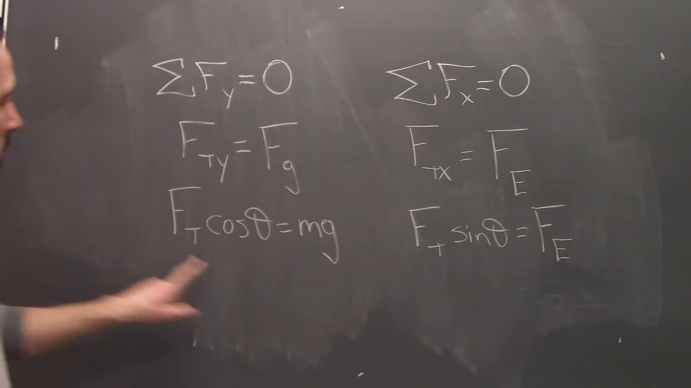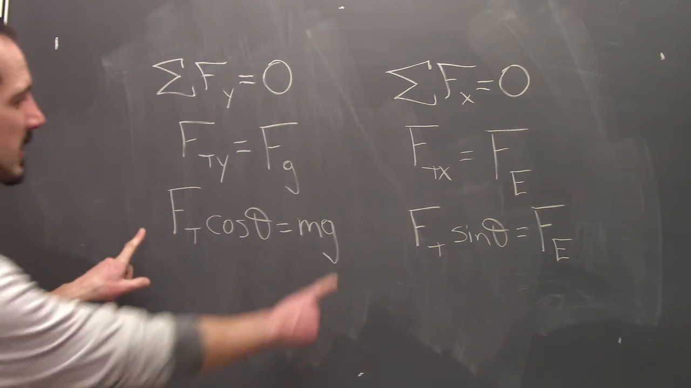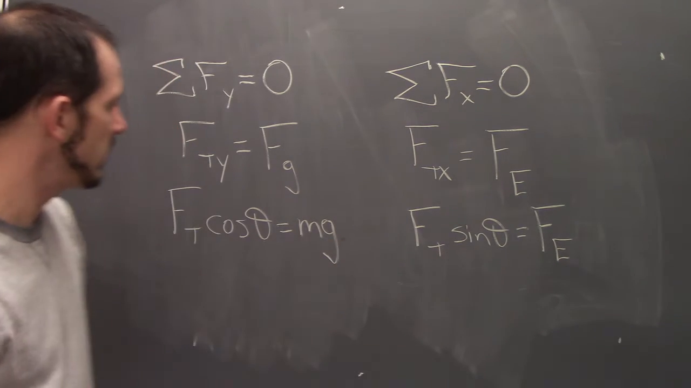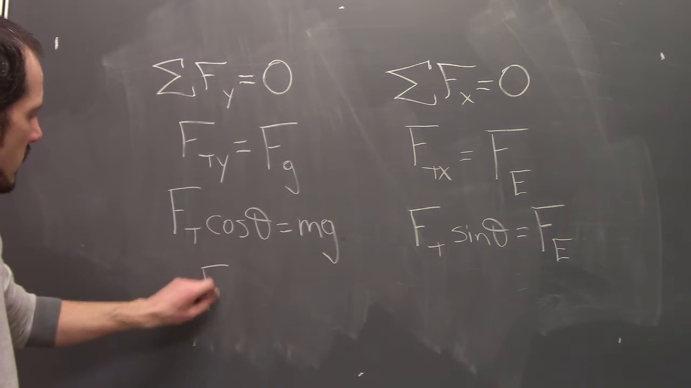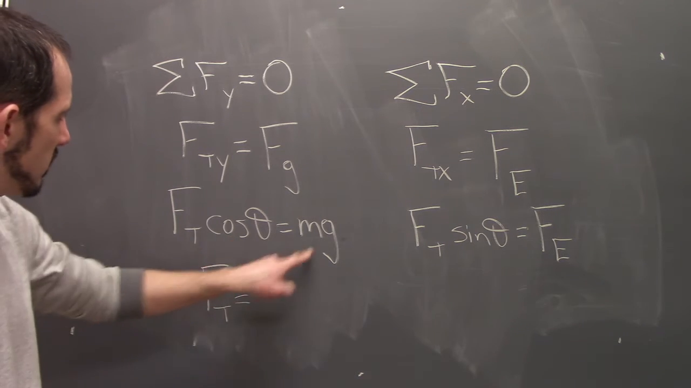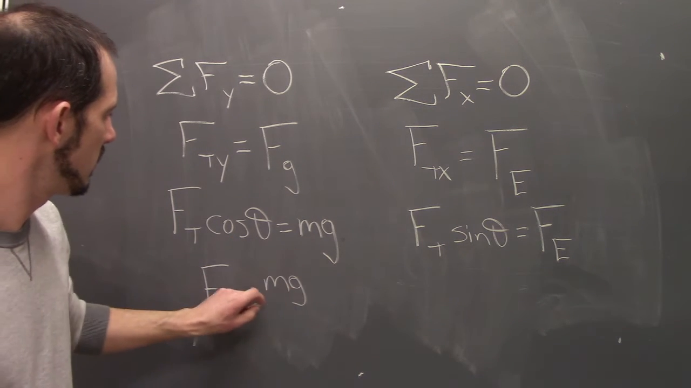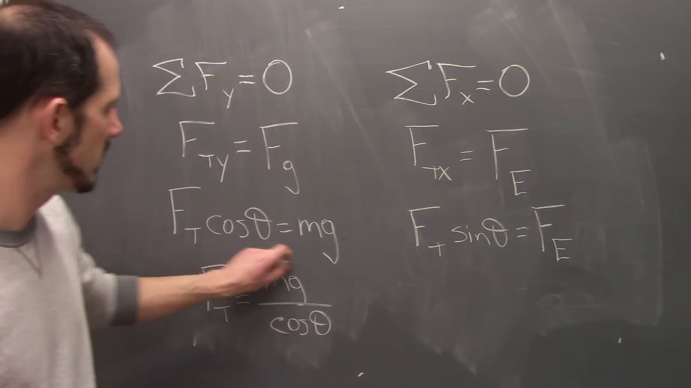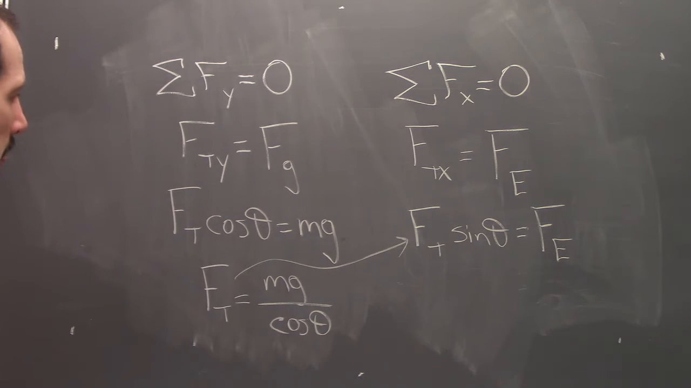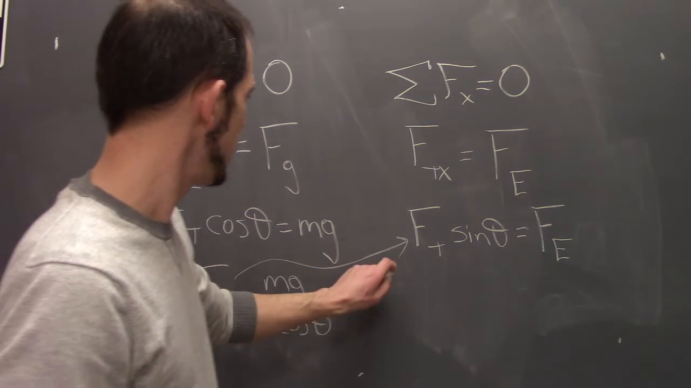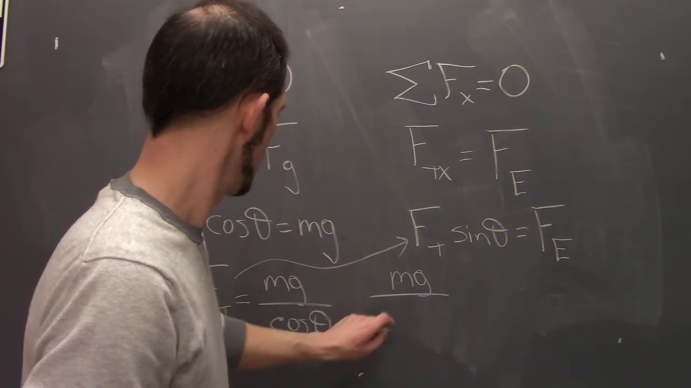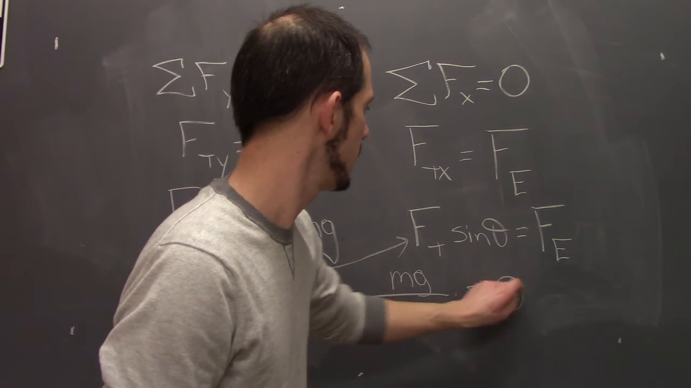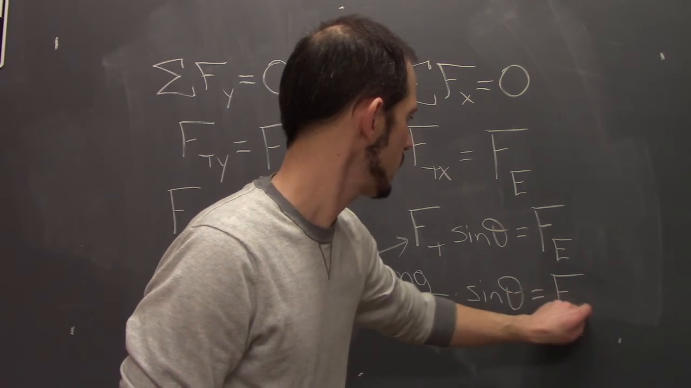So there's an unknown FT in both of these. So what I can do is take this equation, solve it for FT, solve it for the tension, and plug that in over here. So dividing by cosine theta, bringing this over, I have mg over cosine theta. And now I can take this term and put it in right there. So we have, this FT is written as mg over the cosine of the angle times the sine of the angle equals the electric force.